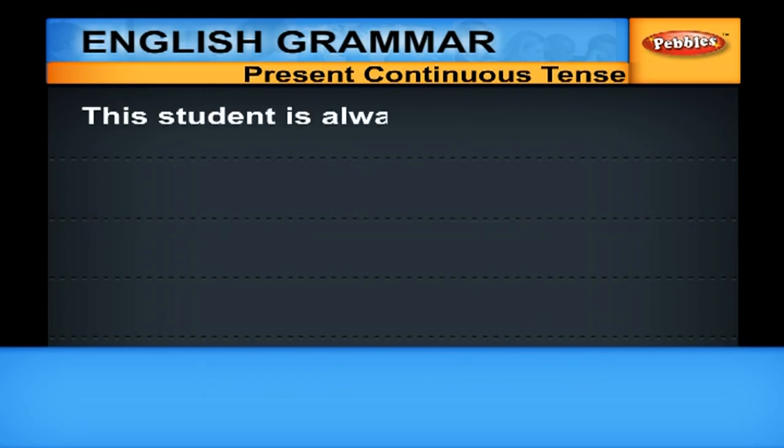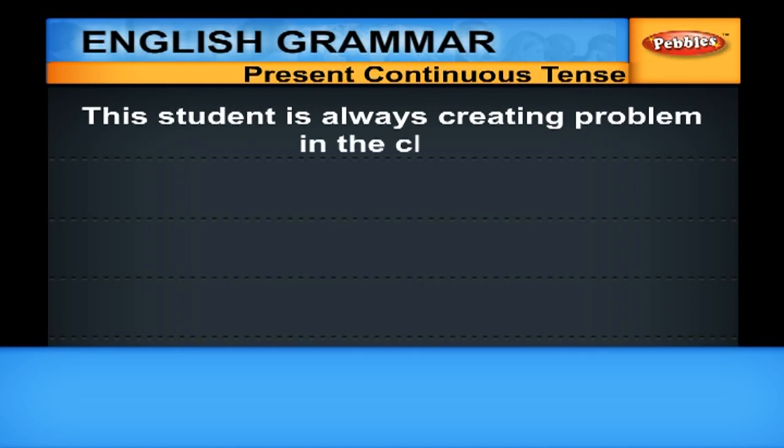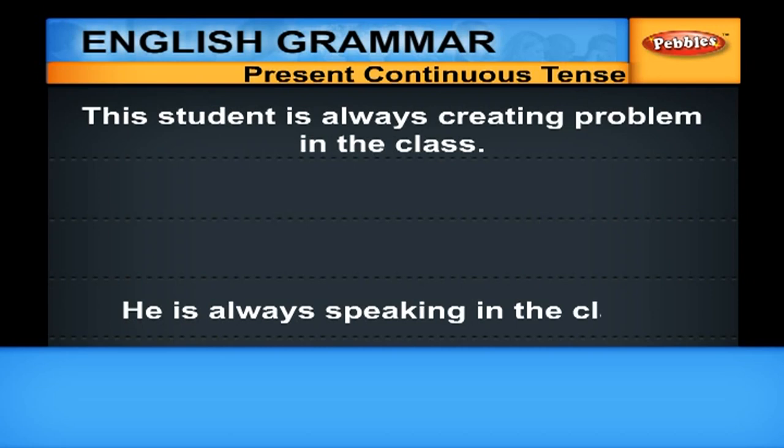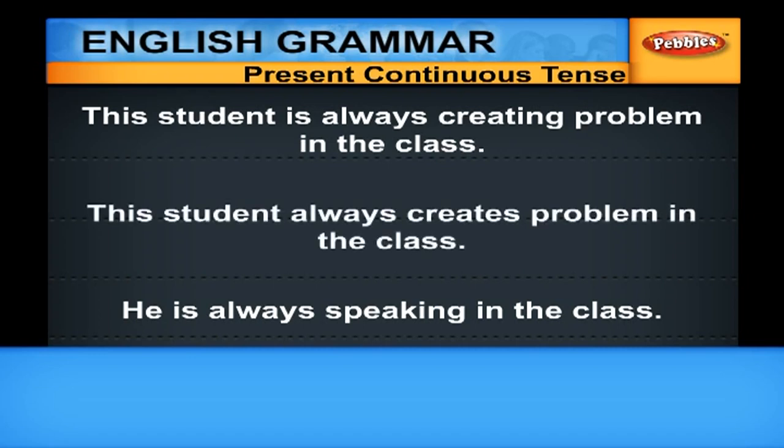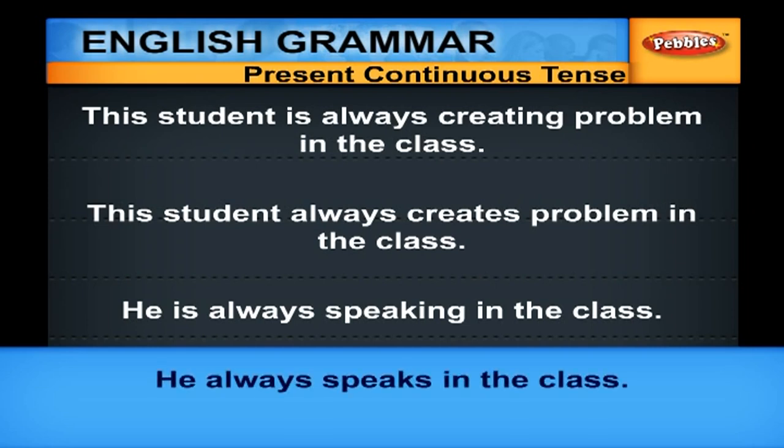This student is always creating problem in the class. He is always speaking in the class. It is an acceptable form of expression. Again, you can refer to these actions in simple present also. It is acceptable in both the forms. You can say, this student always creates problem in the class. He always speaks in the class.